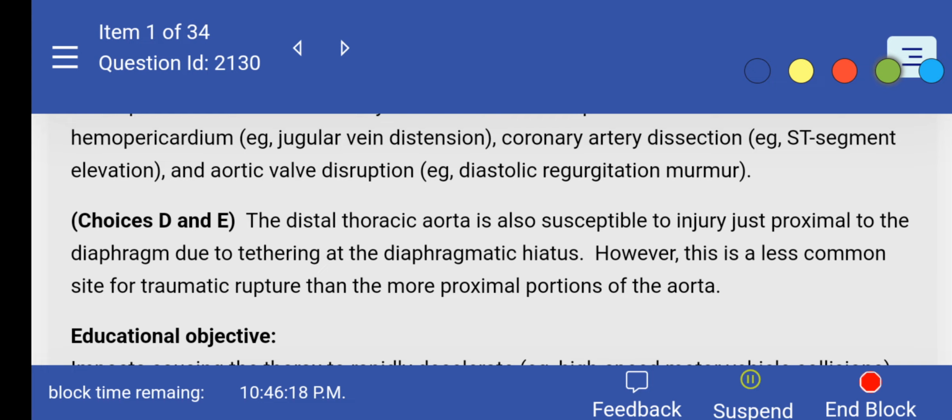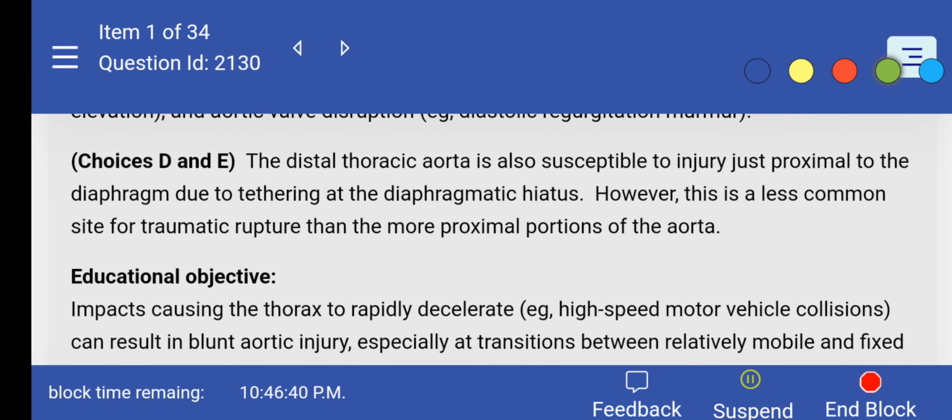Why not options D and E? Because the distal thoracic aorta is also susceptible to injury just proximal to the diaphragm due to tearing at the diaphragmatic hiatus. However, this is a less common site for traumatic rupture than the more proximal portion of the aorta. This is the same for both options D and E, which are the distal portion.